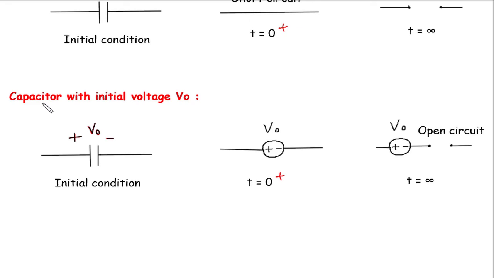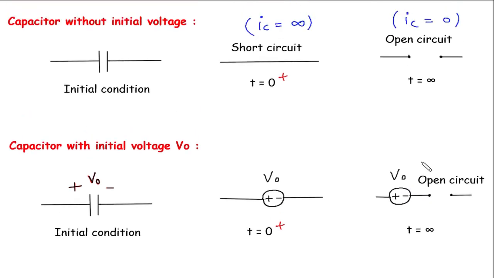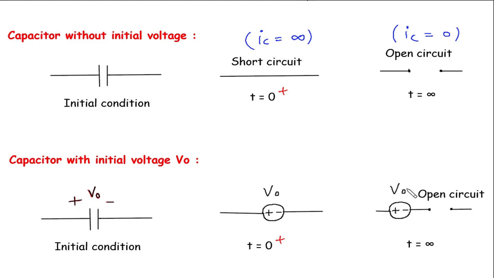Now for a capacitor with initial voltage V0, at t equal to 0 plus, the same voltage will be there across the capacitor, and at t equal to infinity, it will be V0 in series with an open circuit. So at t equal to infinity, it will behave like this, V0 in series with an open circuit.